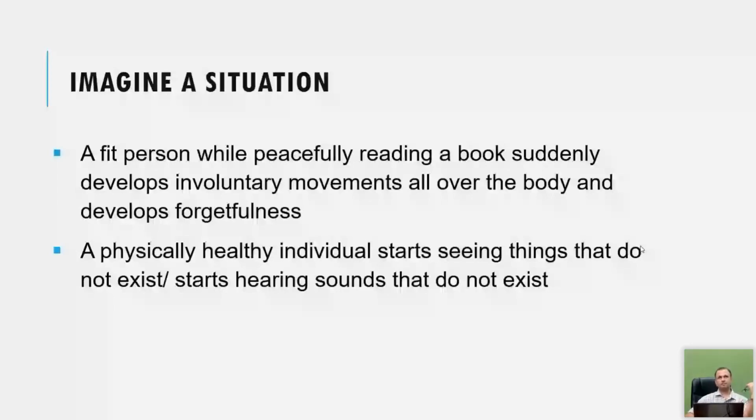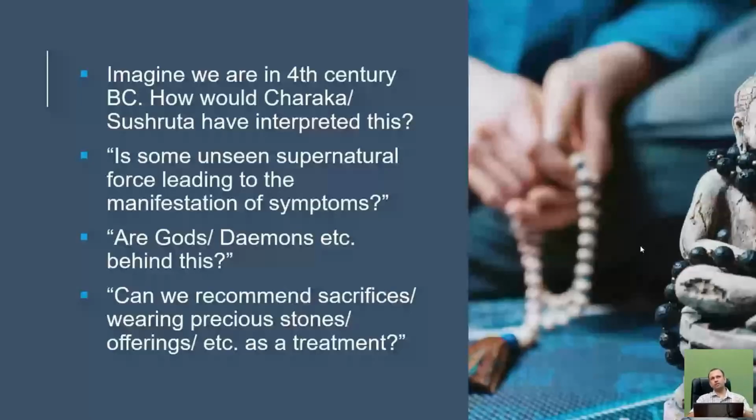So, if such a thing happened, imagine we are in the 4th century BC. How would Charaka or Sushruta have interpreted this? Because the existing theories or observations were insufficient to explain this. They did not know what goes wrong in the brain when there is an epileptic attack, right? So it was commonsensical for them to imagine that some unseen supernatural force could be leading to the manifestation of these symptoms, or maybe gods or demons are behind this. Can we recommend sacrifices, or wearing precious stones or offerings, etc., as a treatment? So these could be the lines of thought.